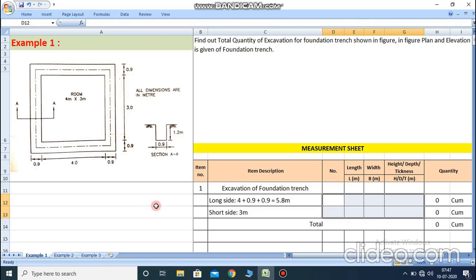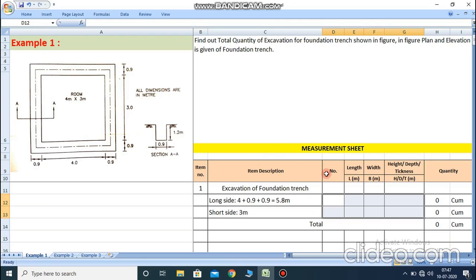In a calculation of the building estimate, we compulsorily require a measurement sheet. In a measurement sheet, a total of 7 columns is given. In the first column, the item number is given. So we write the item number as 1, 2, 3, 4. Next is the item description. What you want to do, or what you want to calculate or estimate, you compulsorily write in the item description.